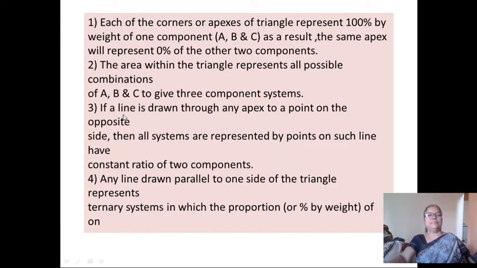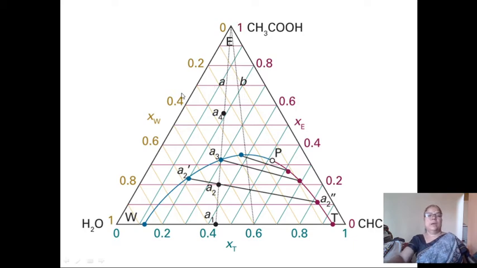And if a line is drawn through any apex to a point on the opposite side, then all systems represented by points on such a line have a constant ratio of two components. In short, any side of the triangle represents the composition of two components, and any line drawn parallel to one side of the triangle represents a ternary system in which the proportions of the two components are different. Okay, then this is the phase diagram of the three component system.